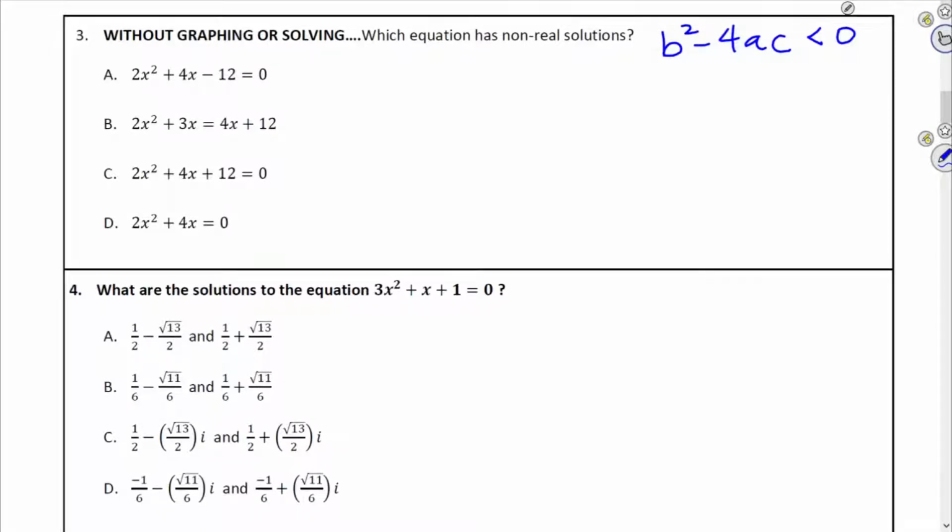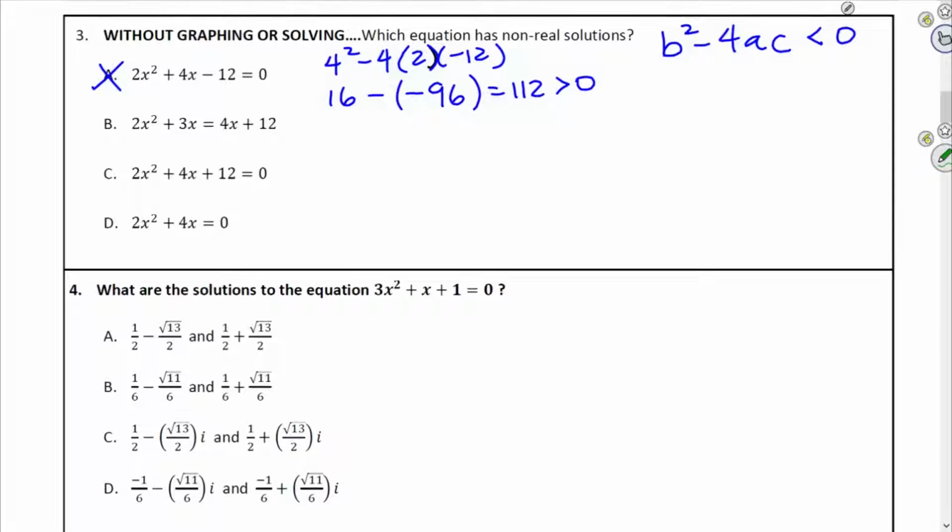Here we go. So in letter A, 4 squared minus 4 times a times c is that, and I get 16 minus 4 times 2 is 8. 8 times negative 12 is negative 96, and 16 minus a negative 96 is 112, which is very positive. So this would not have non-real solutions, it would have real solutions.